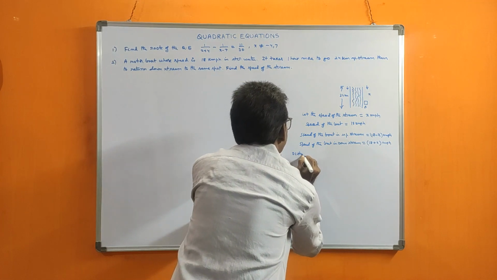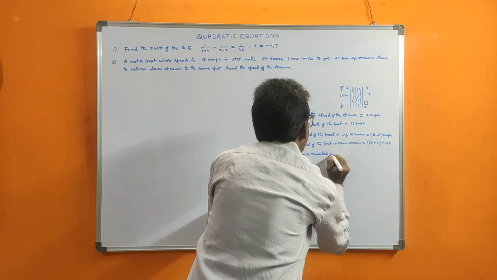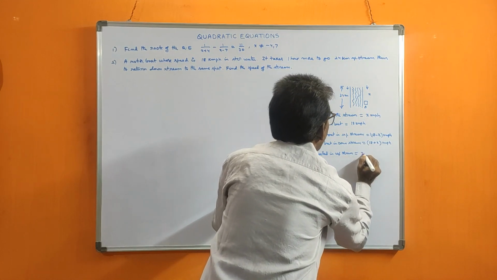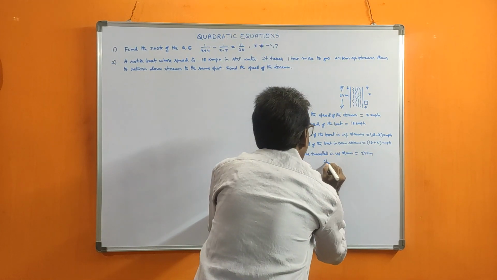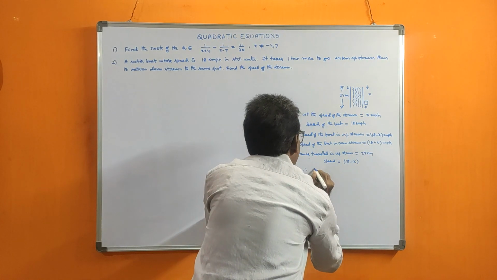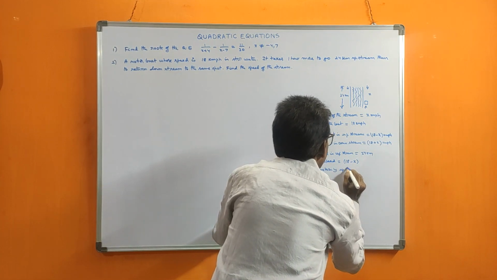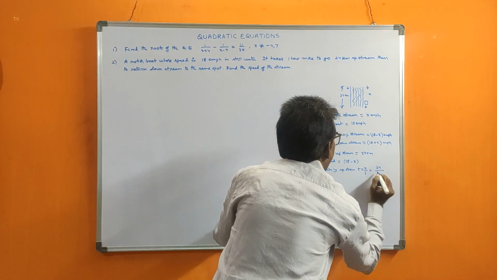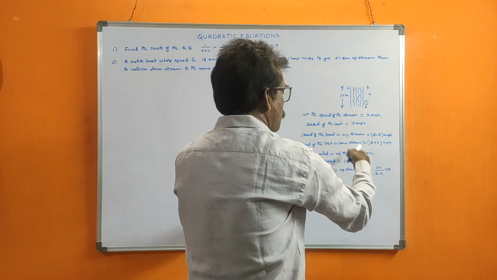Now distance traveled upstream is 24 kilometers, he gave. Distance traveled upstream, 24 kilometers. With which speed? Upstream speed is 18 minus x. Therefore time taken upstream, t is equal to d by s, that is 24 by (18 minus x) hours. Okay. Now because it is kmph, that's hours.